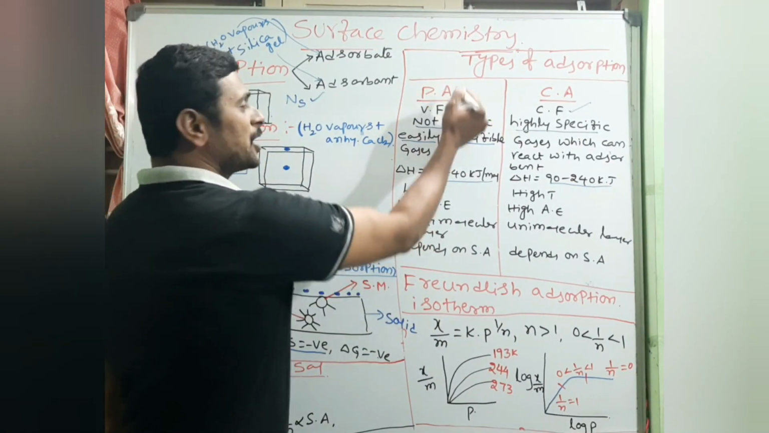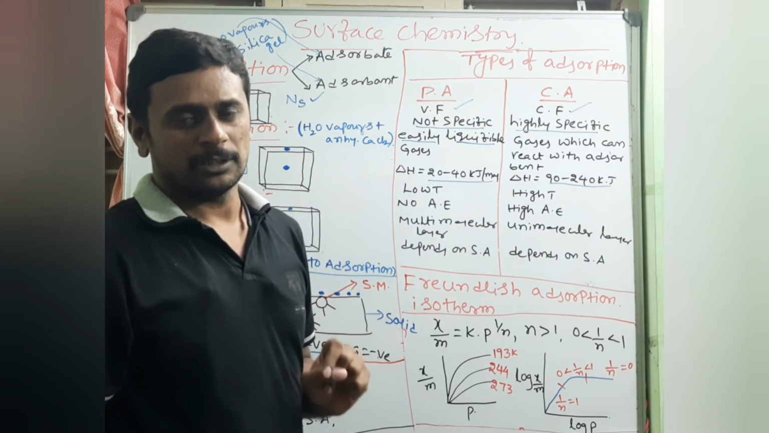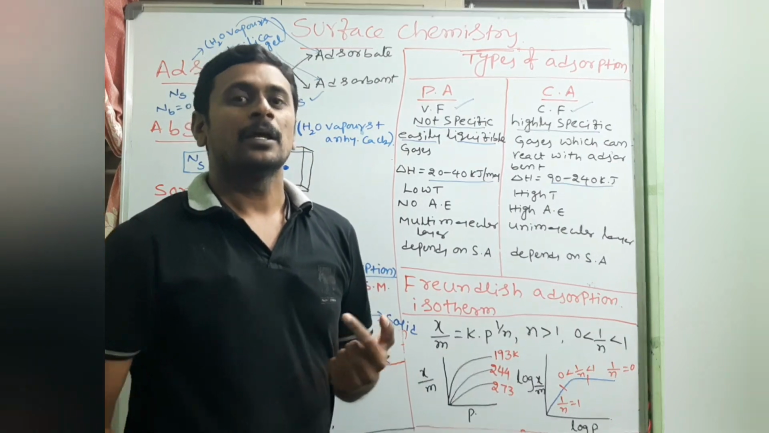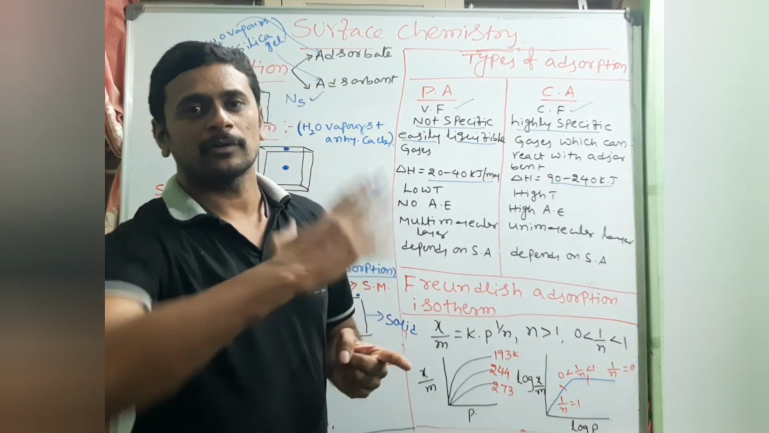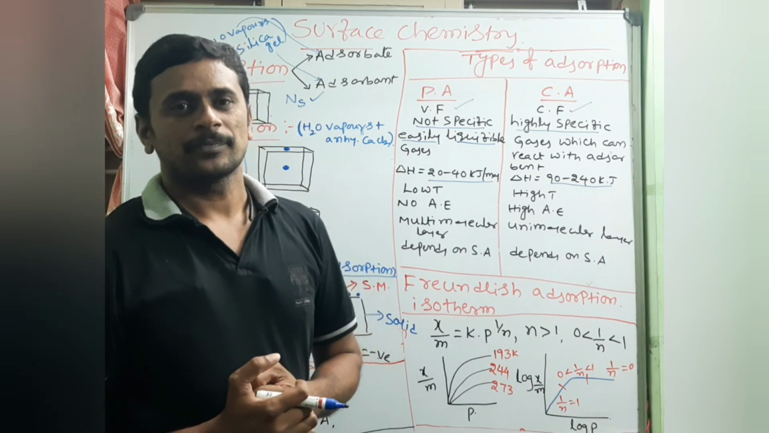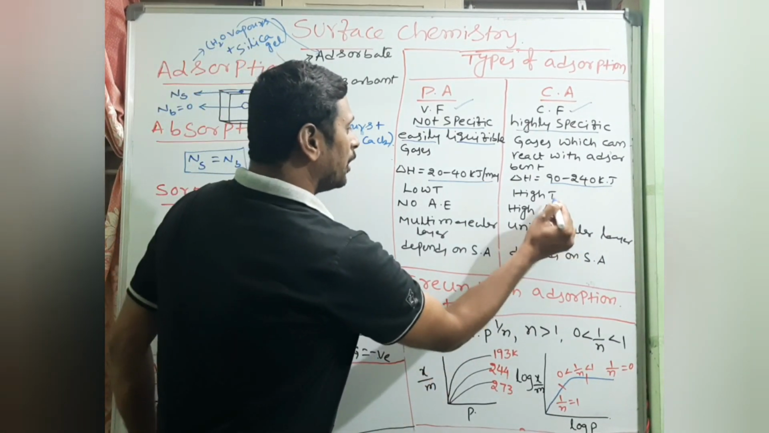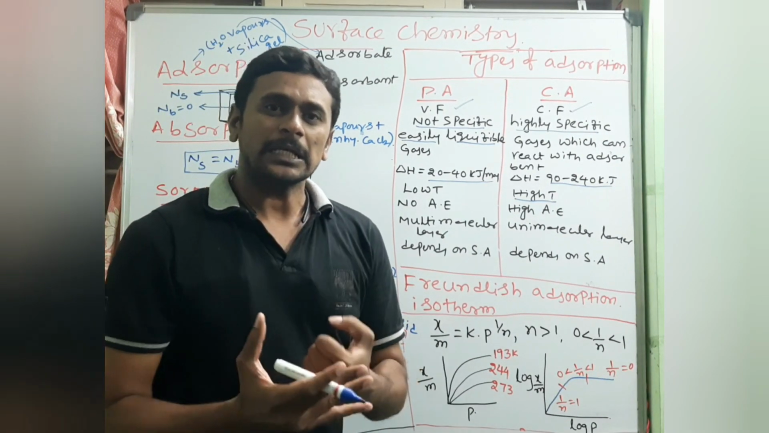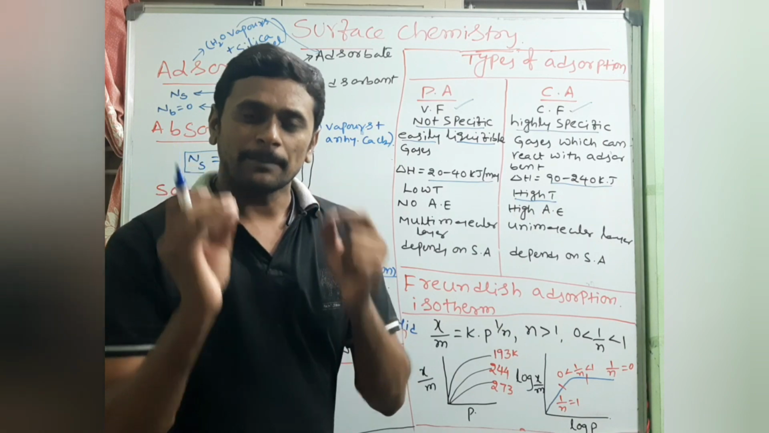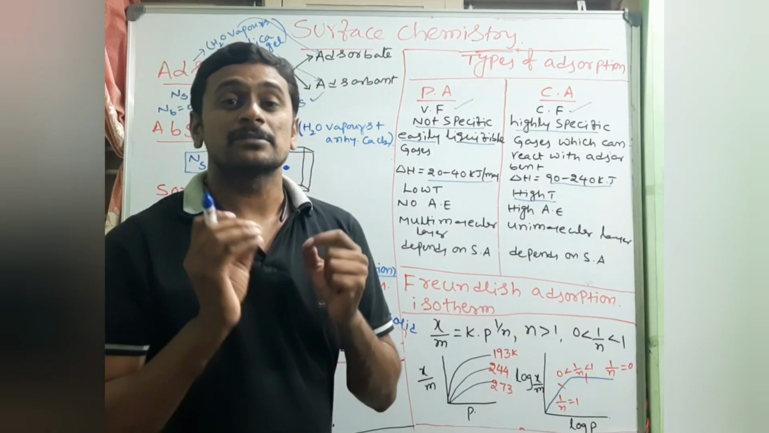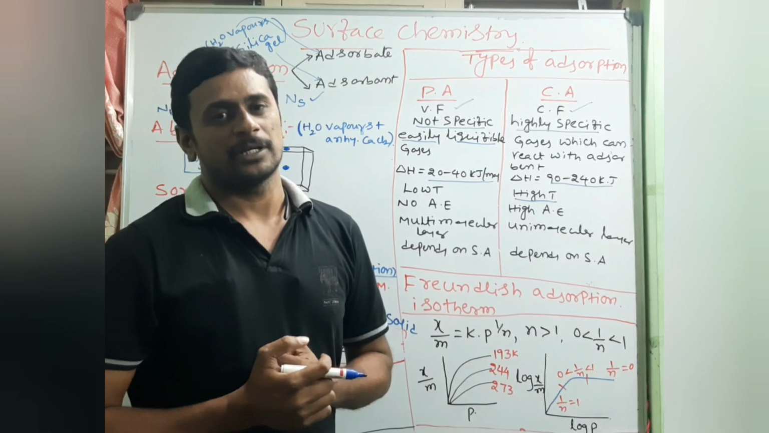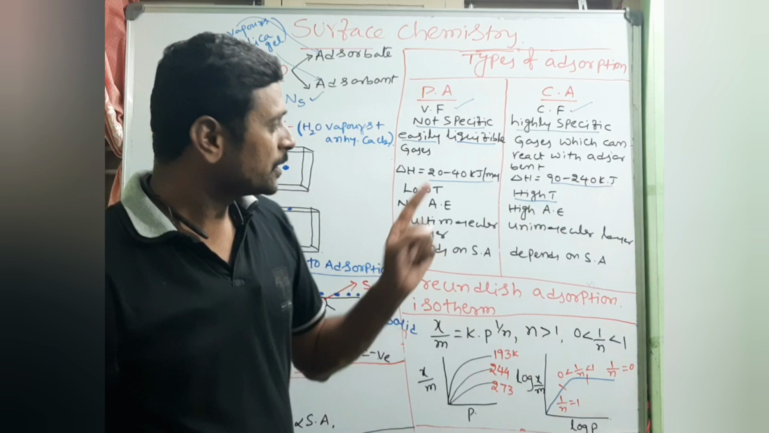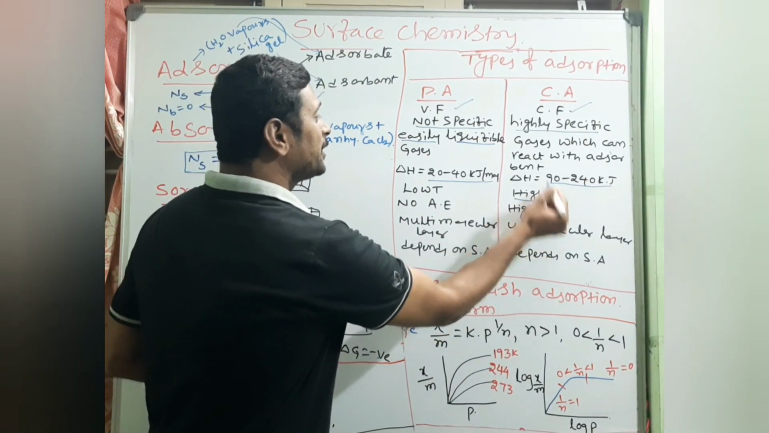Now, for physical adsorption, low temperature is favorable. According to Le Chatelier's principle, for an exothermic reaction, if we want to go further in the forward direction, low temperature is favorable. In chemical adsorption, high temperature is favorable. For any chemical reaction, it is compulsory that the reactant molecules possess some minimum amount of energy. That energy is also called threshold energy. Clear?